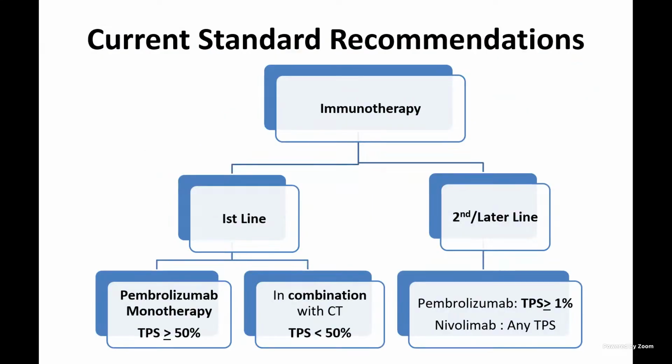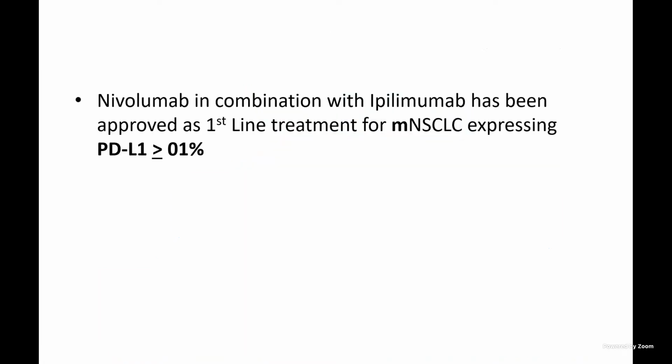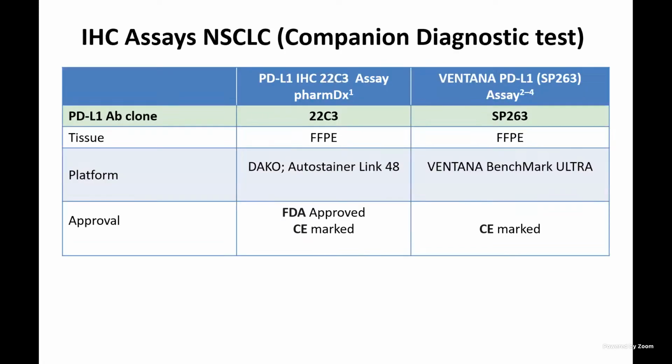And these are the current recommendations for immunotherapy for the first line. If the TPS is more than 50%, it's pembrolizumab monotherapy. But if the TPS is less than 50%, pembrolizumab is approved in combination with chemotherapy. For the second or later line, pembrolizumab is approved for TPS more than 1% and nivolumab for any TPS. So for nivolumab, it is not recommended to go for PDL1 testing. However, nivolumab in combination with ipilimumab has been approved as a first-line treatment for metastatic NSCLC expressing PDL1 more than 1%. These are the two most common assays which are used.